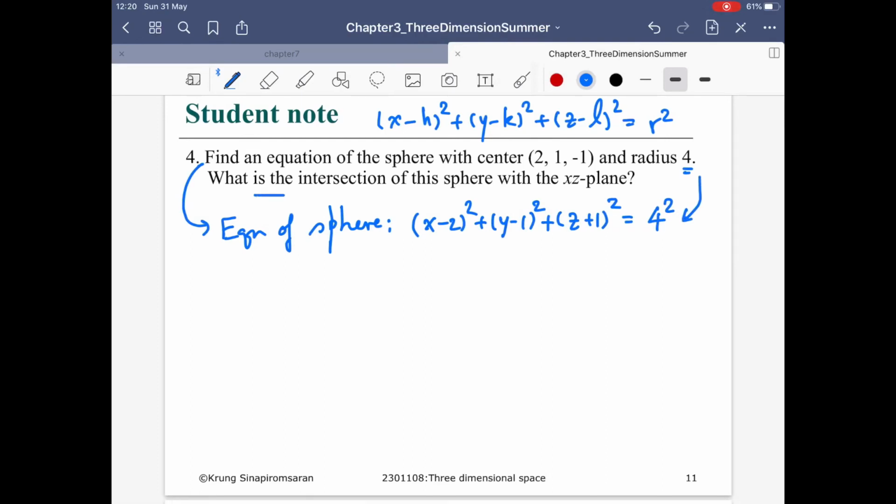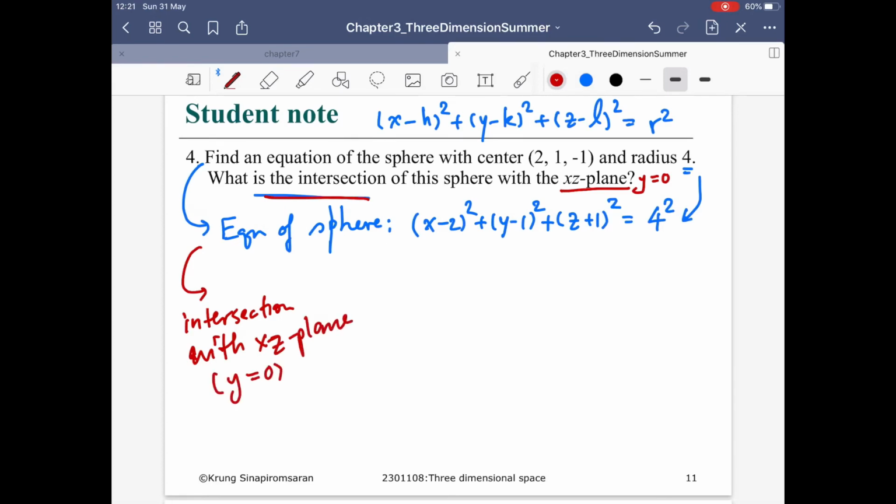And you need to find the intersection of this sphere with the xz plane. So what does the xz plane mean? Which one is missing? Your y is missing, so it means that your y is 0. So for the intersection with the xz plane, if your y is 0, what happens? You get (x minus 2) square. Don't forget that only y is 0, so you get 1, and then you get (z plus 1) square, and this equals 16.